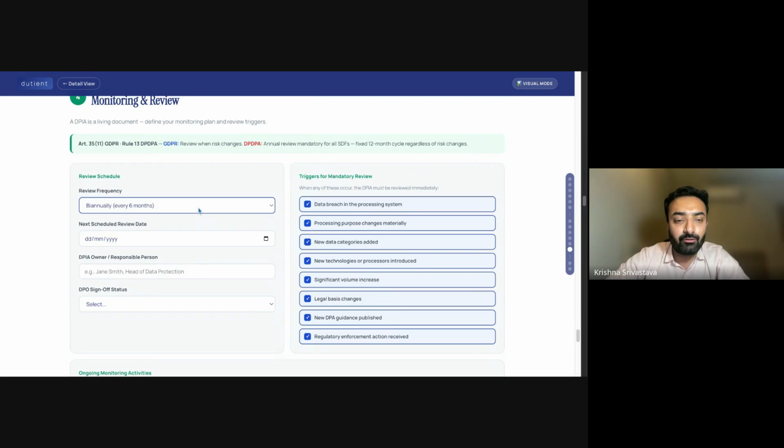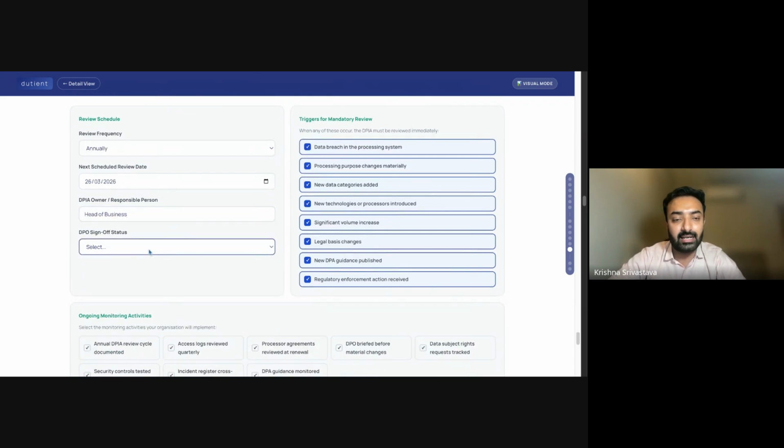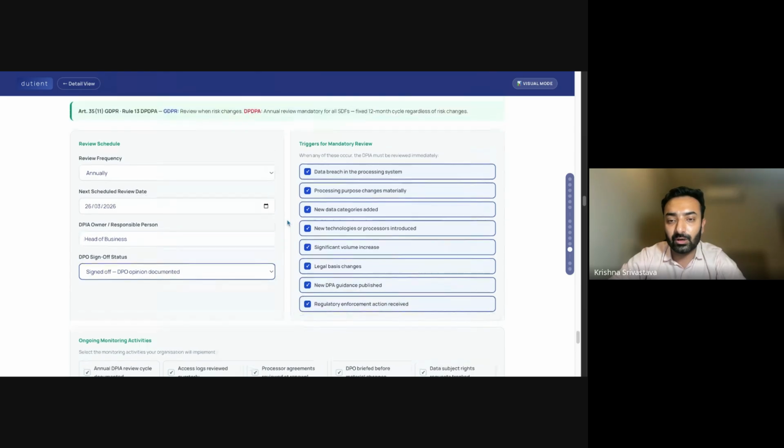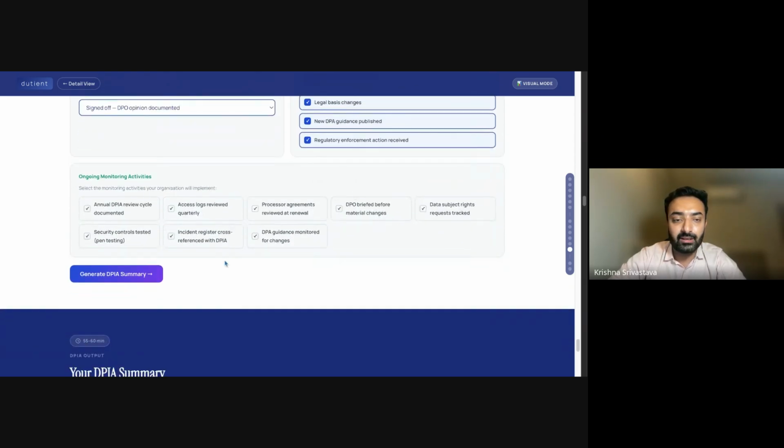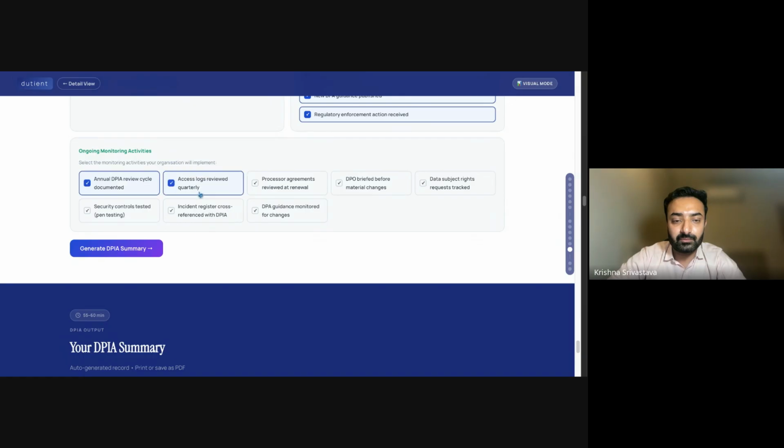And what is the review frequency? Could be biannual or annual, with the next scheduled review date based on the date that you've chosen, maybe the 26th, or a date before. DPI owner: head of your business. DPO sign off status: let's say it has sign off and the DPO opinion is also documented.